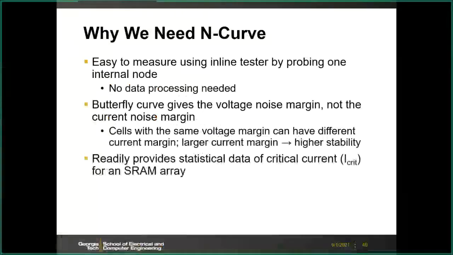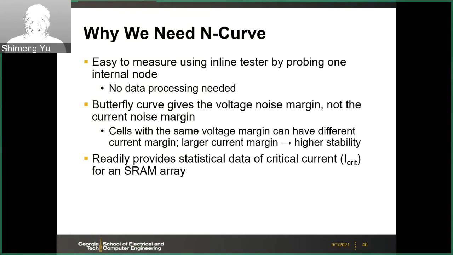Okay, so then let's introduce another method called Uncurve. This Uncurve is compatible with using the inline tester. Let's say in the testing facility, if you want to examine the yield of the wafer made of the SRAM, you can rely on the probing of only one internal node to get the noise margin. This is because the butterfly curve is not straightforward in the testing. As we discussed in the procedure earlier, you have to simulate the butterfly curve.